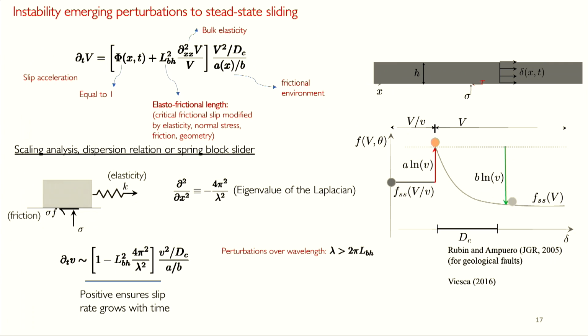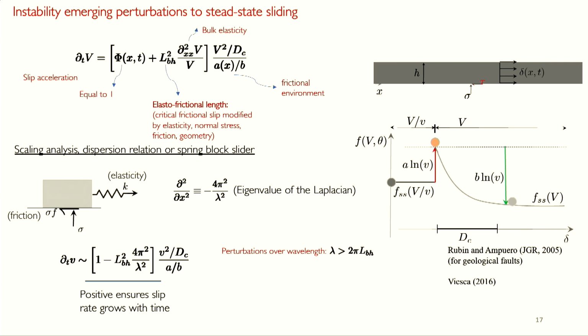So that gives you an indication that if the wavelength of the perturbation crosses this limit, 2 pi times some length scale, that length scale is coming from friction and elasticity, then we can get our slip rate to grow faster and faster with respect to time. So this is one condition. We need a rate weakening patch, as well as the wavelength of perturbation and/or the length of the rate weakening patch long enough to permit any kind of growth in the sliding rate.